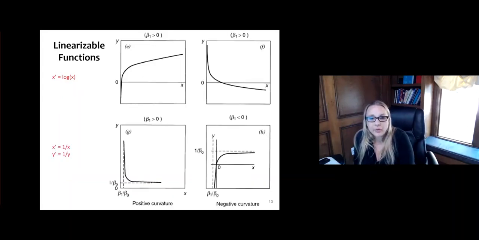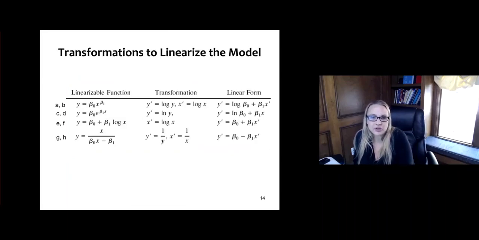And so here are a few other ones. If you see this type of relationship up here on top, typically just taking the log of x can fix that problem. If you see this type of relationship that we have here on the bottom, then taking x equal to 1 over x and y equal to 1 over y will tend to fix this positive and negative curvature that we see here.